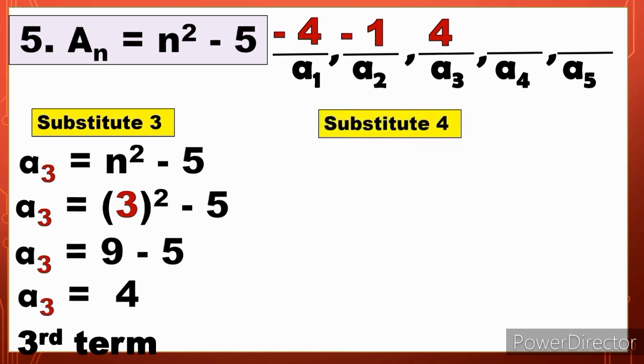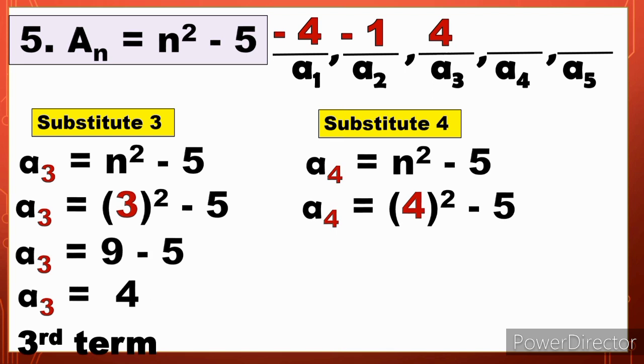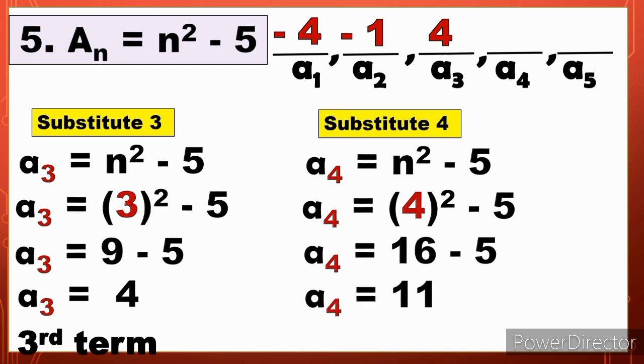Okay, next, to find the fourth term, we substitute 4. So, we have now a sub 4 equals n squared minus 5. So, we substitute 4. So, a sub 4 equals 4 squared minus 5. And then, simplify, 4 squared is, okay, 4 times 4 is 16. Therefore, we have 16 minus 5. So, 16 minus 5 equals 11. So, again, a sub 4 equals 11. And that is our fourth term.